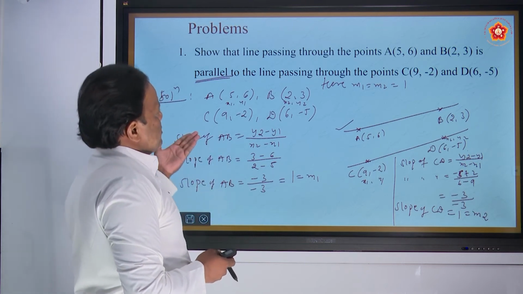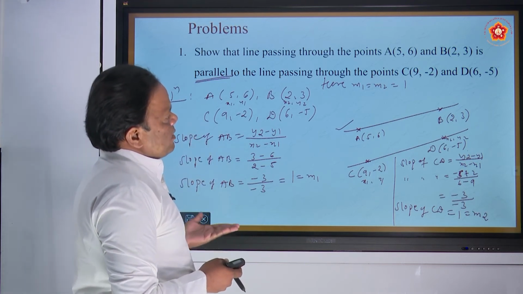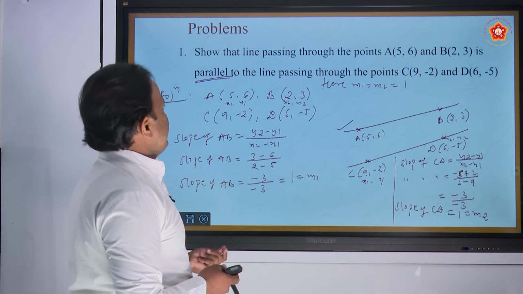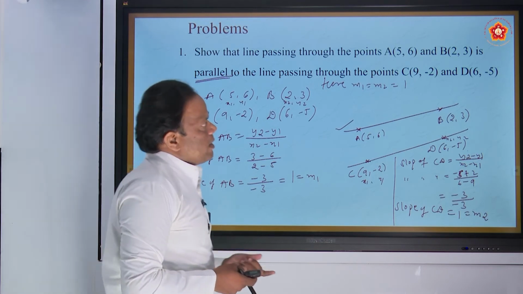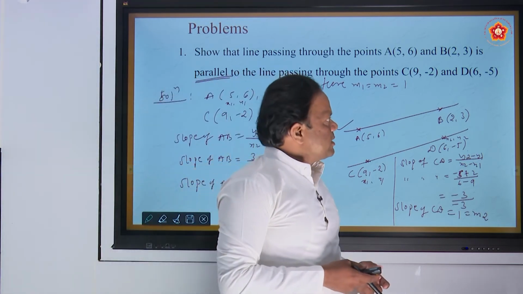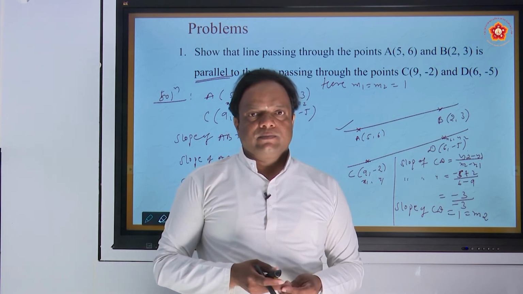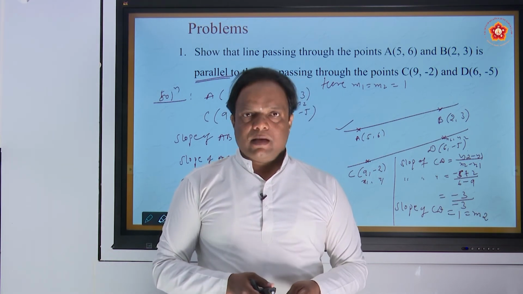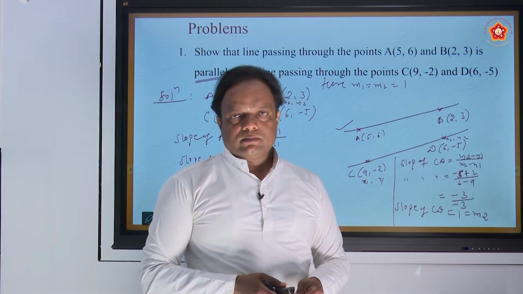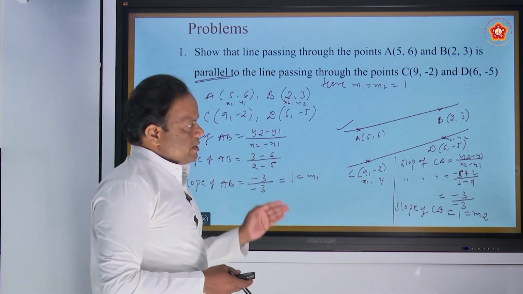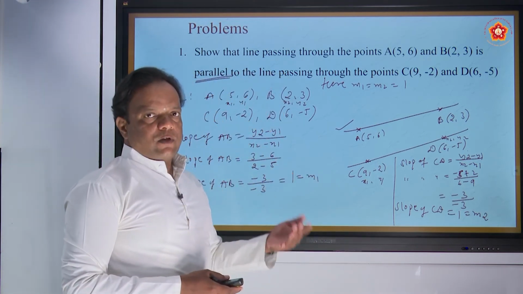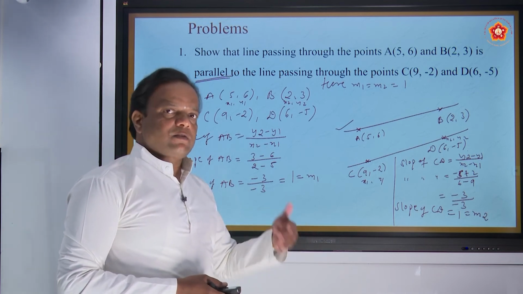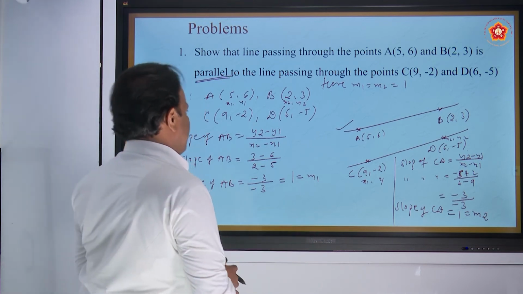Show that the line passing through the points A 5, 6 and B 2, 3 is parallel to the line passing through the points C 9, minus 2 and D 6, minus 5. Then the lines are parallel. This is the first problem. I think you understand this one. AB slope and CD slope both are equal. The slopes are equal, so the lines are parallel. If lines are parallel, slopes are equal. This is our proof.